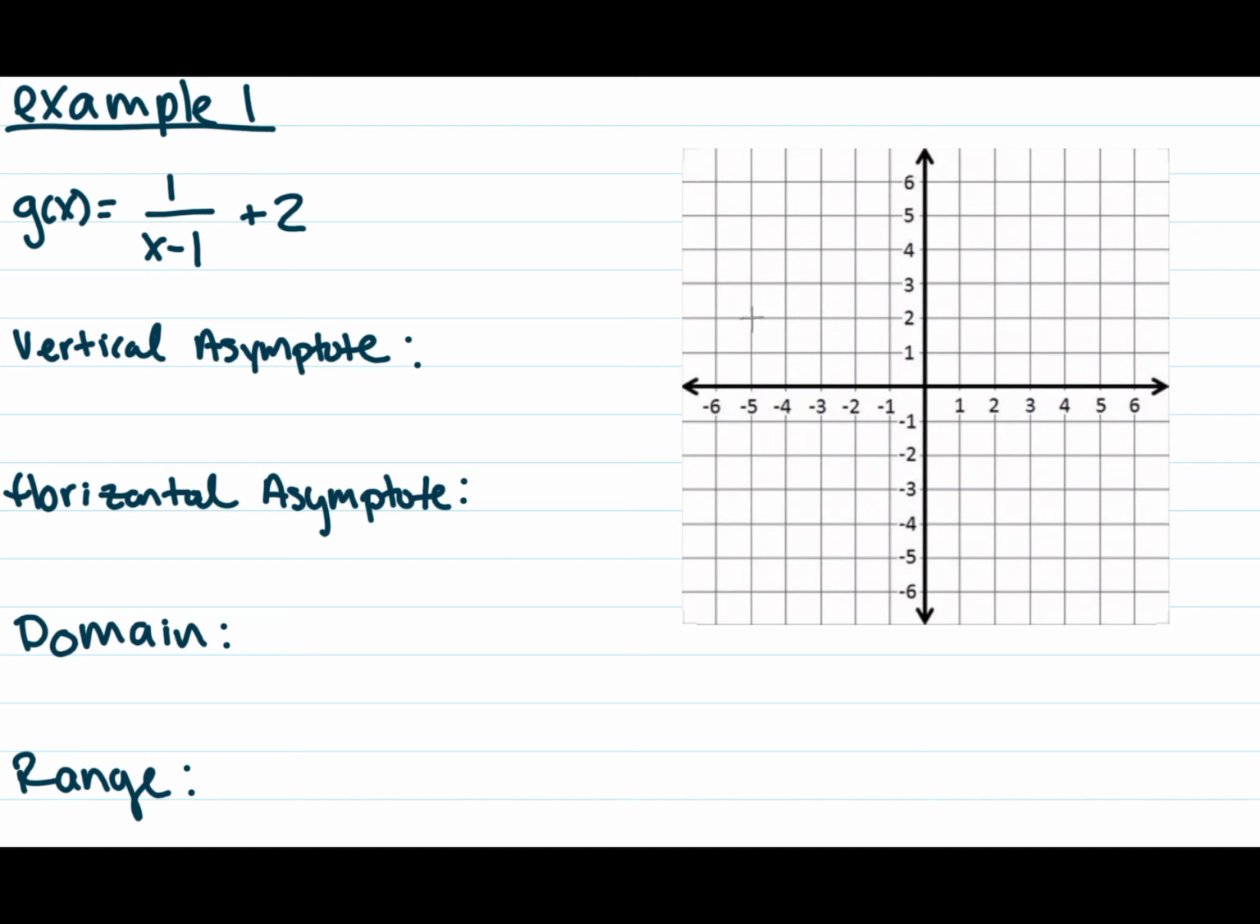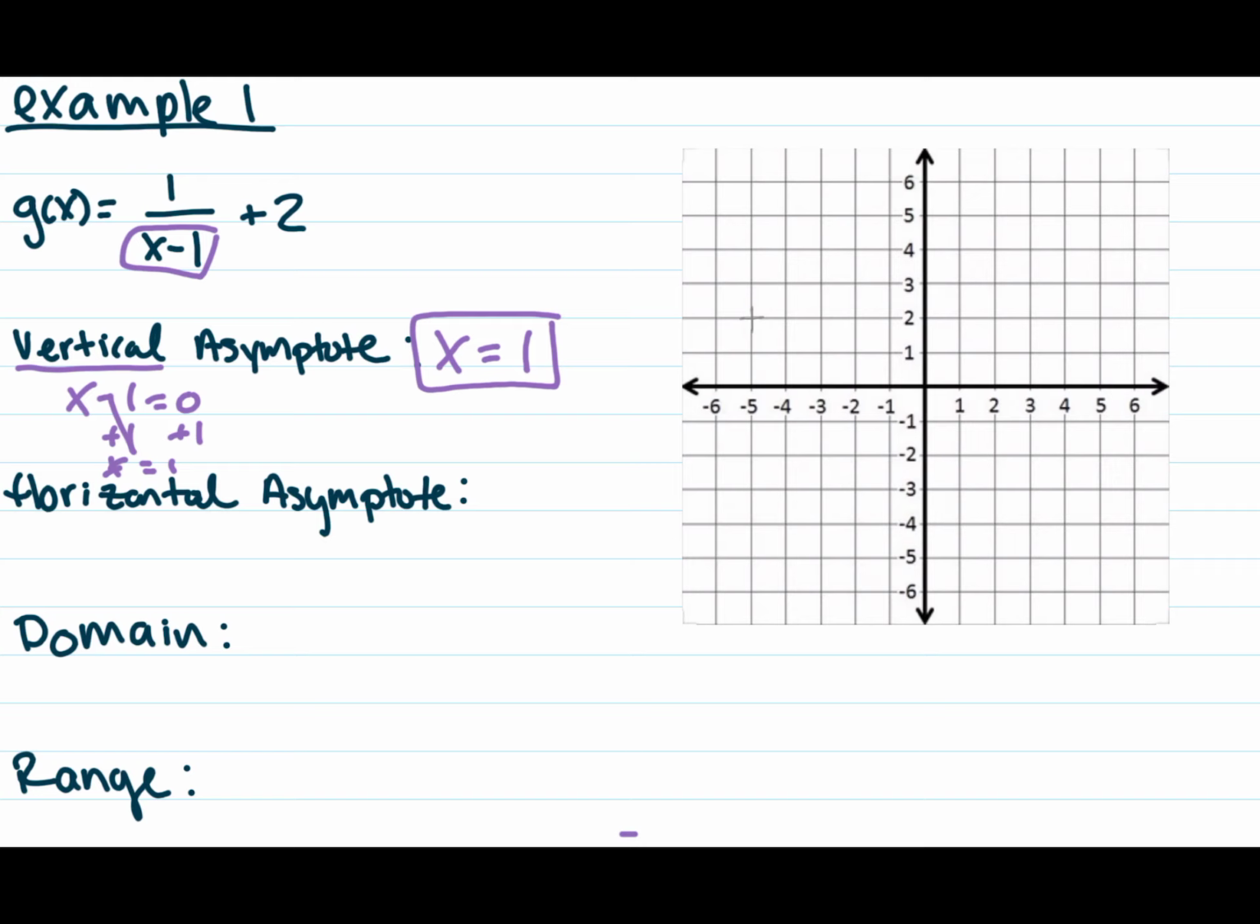So here we have g of x. It says 1 over x minus 1 plus 2. So vertical asymptotes are what we learned yesterday, and it was where does the function become undefined? So what you should have remembered from the previous lesson is that you set the denominator equal to 0. So x minus 1 equals 0, because that's going to give me that undefined value, creating the vertical asymptote. Add 1, my vertical asymptote is x equals 1. Alright, so we've got that.